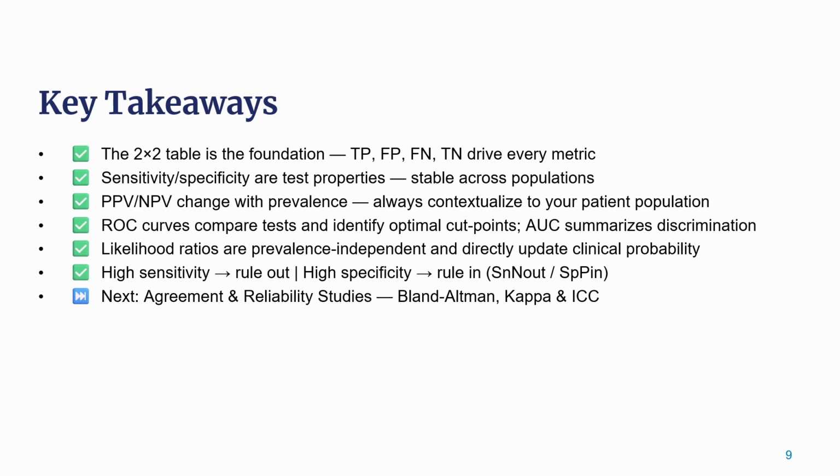Sensitivity and specificity describe the test. Positive predictive value and negative predictive value describe performance in a specific population, and they shift with prevalence. ROC curves let you compare tests and choose cut points. Likelihood ratios let you apply test results to any pretest probability regardless of the study population's prevalence.